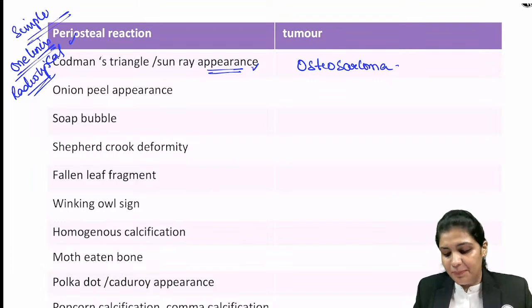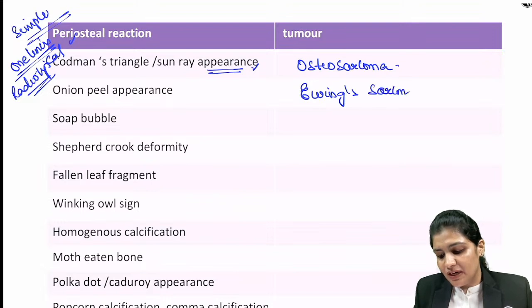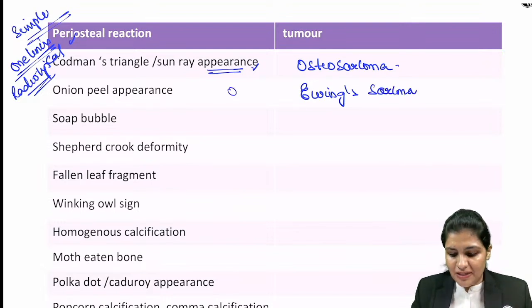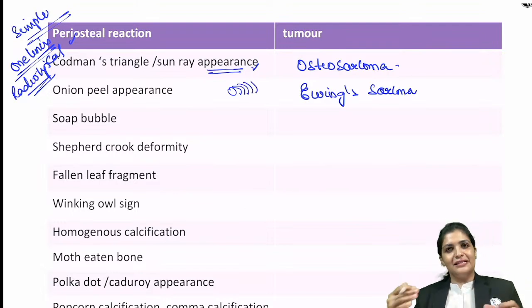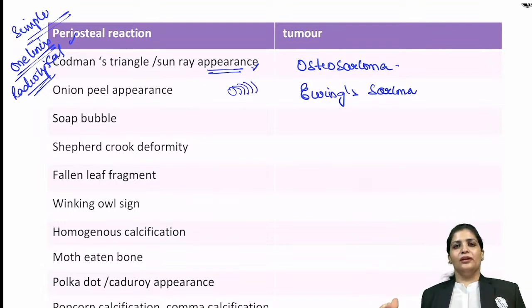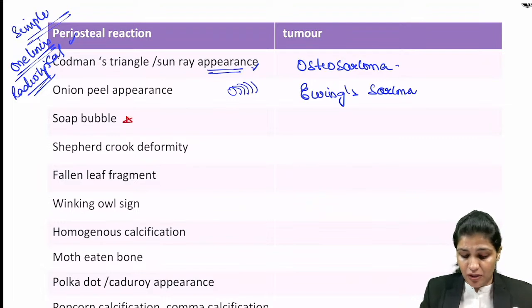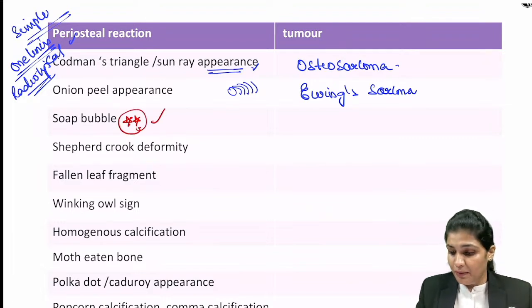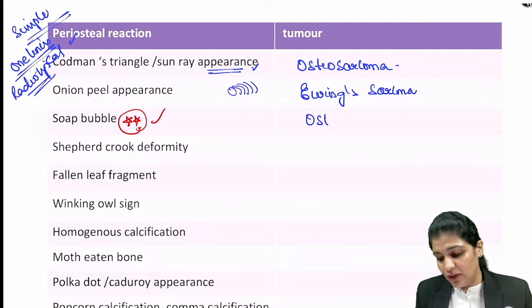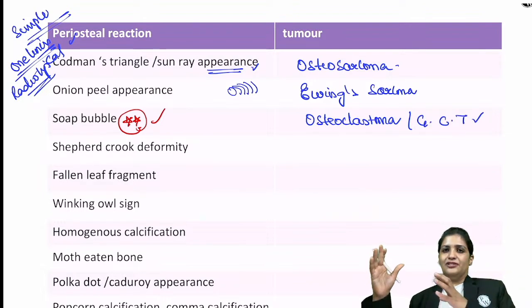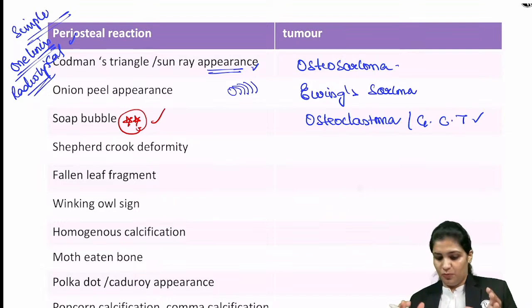Then your onion peel appearance is your Ewing's sarcoma. Again, this is a type of periosteal reaction in the form of lines, so you see something like the laminated appearance of an onion. Hence it is called onion peel appearance. It's commonly seen in your Ewing's sarcoma. Next, very important is your soap bubble appearance, and this soap bubble appearance is very specific for the osteoclastoma or the giant cell tumor. Both are the same. It is called giant cell tumor or the osteoclastoma.